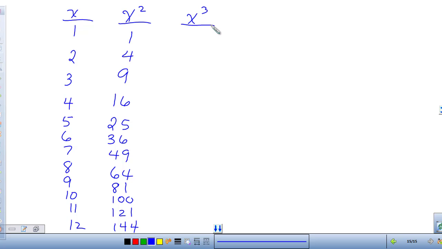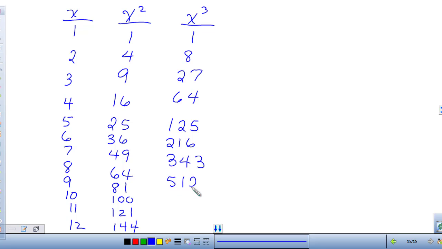So 1 cubed is 1, 2 cubed, 3 cubed, 4 cubed is 64. 5 cubed is 125. 5 times 5 is 25 times 5 is 125. 6 cubed is 216. 7 cubed is 343. 8 cubed is 512. We'll stop there. Not to say that it won't go beyond that, but when you see these numbers, it should trigger something. So be familiar with the perfect squares and the perfect cubes.